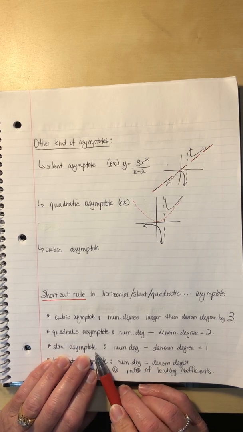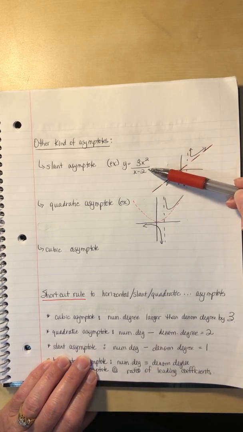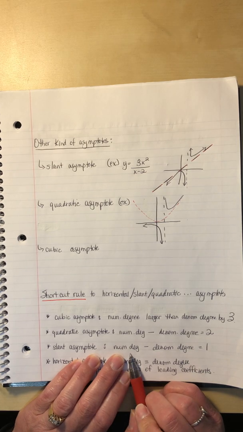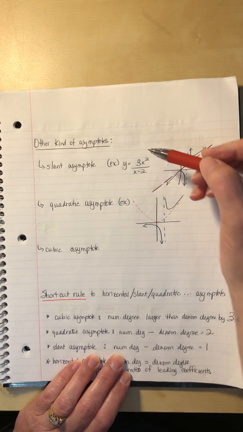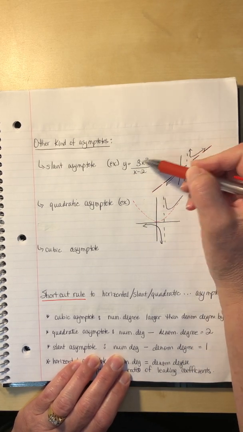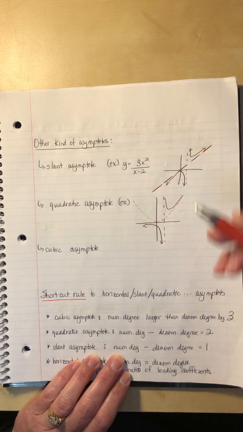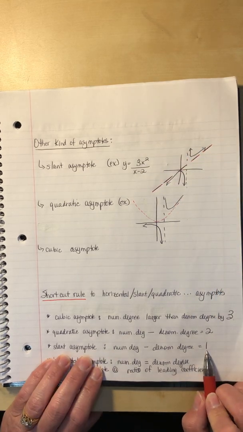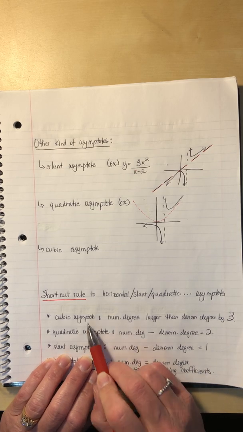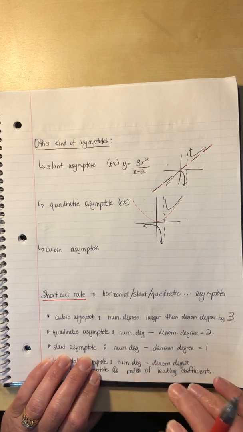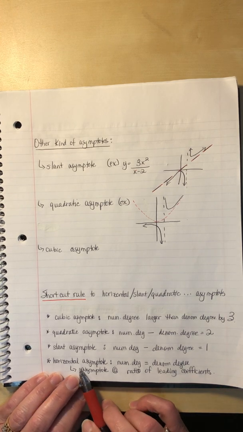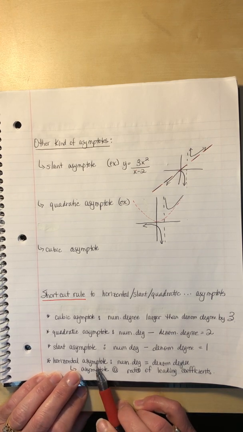The slant asymptote is a little bit obvious with this function I have written down here. The numerator degree, take away the denominator degree, 2 take away 1 is 1, and so we have a slant asymptote there. So again, interesting to note that those may exist, but we're not required to know them. What we are required to know is about a horizontal asymptote.